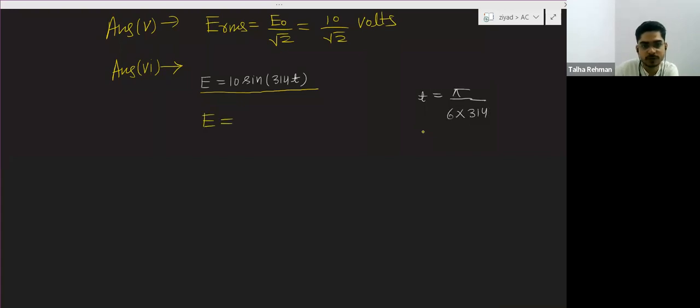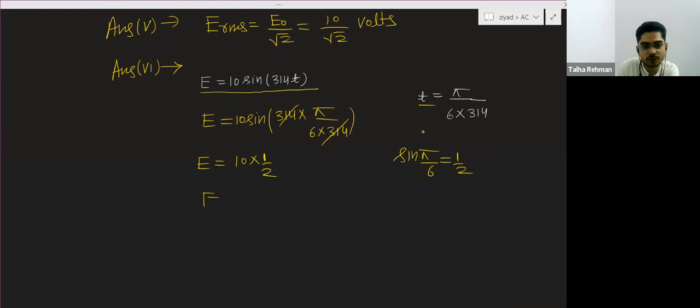E is equal to 10 sine 314. Instead of T, put this T: pi divided by 6 into 314. 314 and 314 will be cancelled out. Here will be sine pi by 6. So value of sine pi by 6 is 1 by 2. So E is equal to 10 into 1 by 2. E is equal to 5 volts.